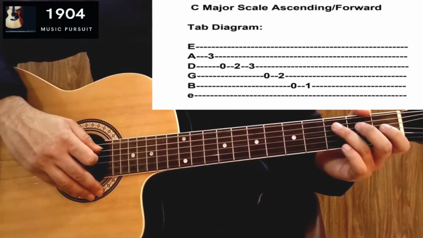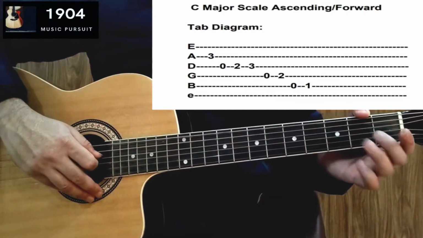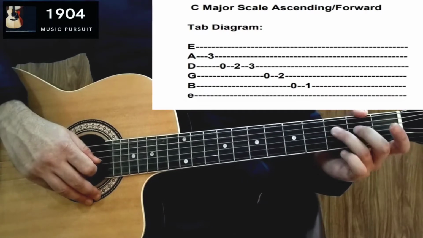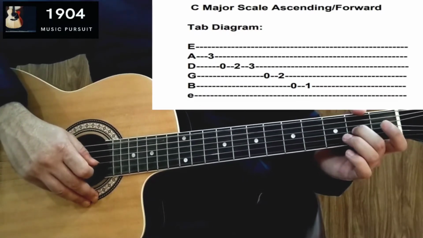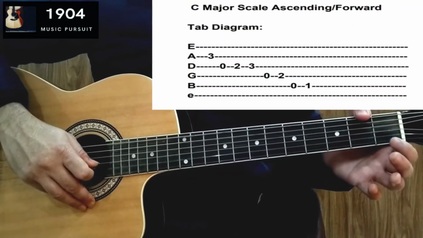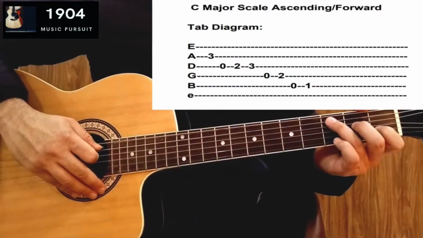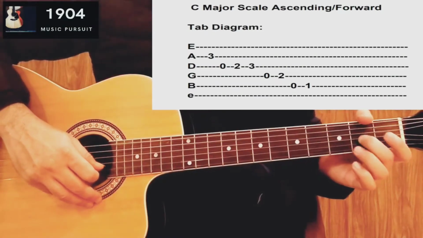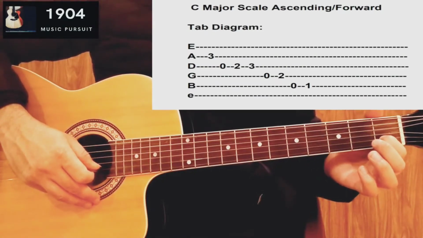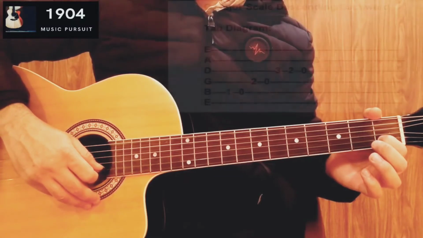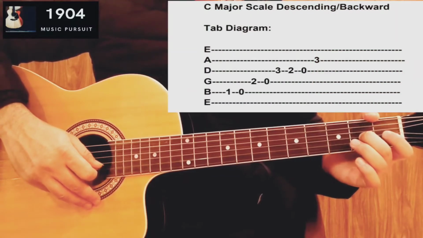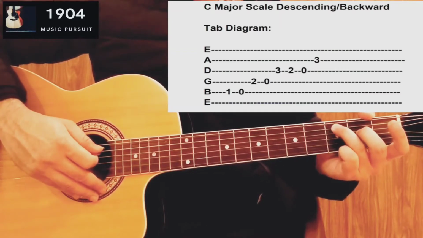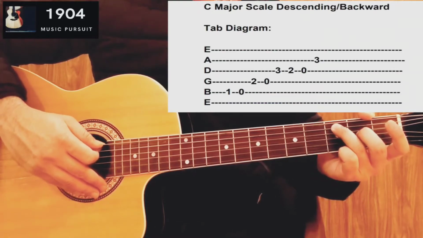Let's try it one more time. So it will be 3rd fret, 5th string, 4th string open, 4th string 2nd fret, 4th string 3rd fret, 3rd string open, 3rd string 2nd fret, 2nd string open, 2nd string 1st fret. And then we go back. One more time.